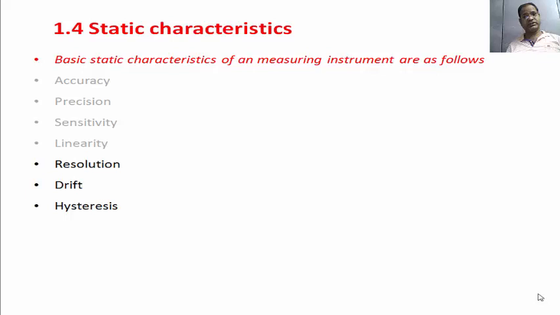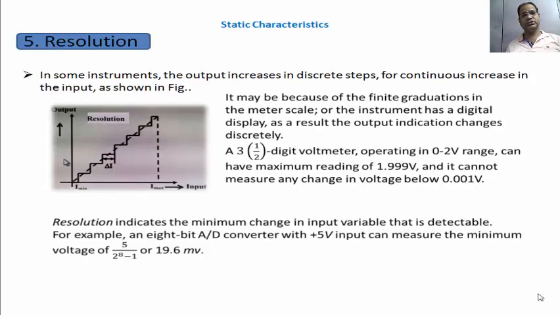In static characteristics, we have studied accuracy, precision, sensitivity, linearity. Then we have to study the resolution, drift, and hysteresis. So let us today study these properties: resolution, drift, and hysteresis. So first consider the resolution. This is the fifth static characteristic of a measuring instrument.